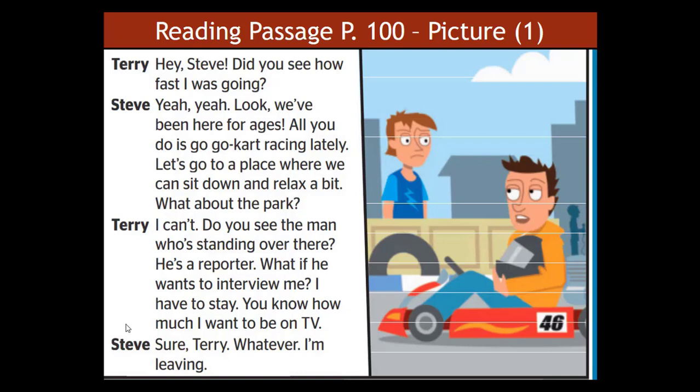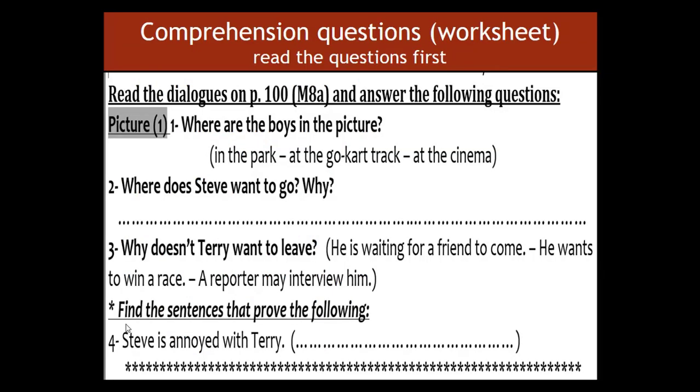Okay, so you've already read the questions. Now this is picture number 1. Now the questions once again. Question number 1. Where are the boys in the picture? Look at picture number 1 and try to find out the answer to this question. Are they in the park, at the go-kart track, or at the cinema? Yes, they are at the go-kart track. You can find the answer in the 5th line, at the go-kart track.